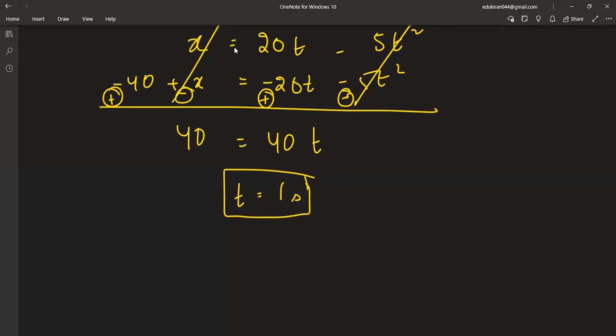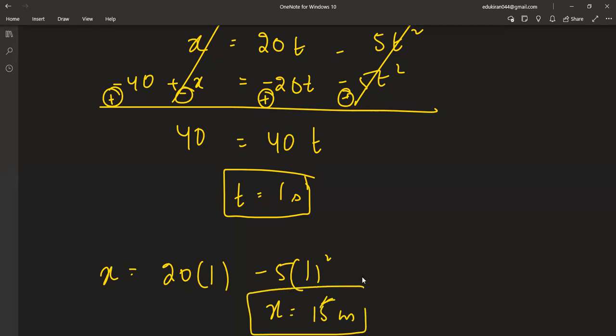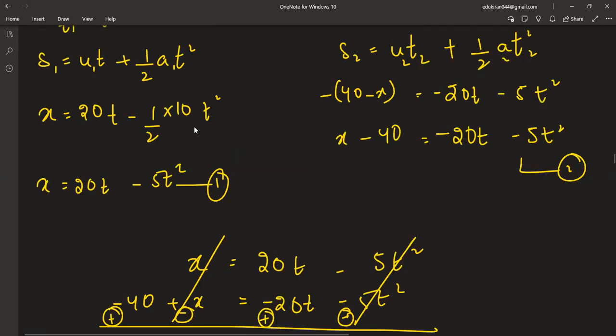Now we know t. Put it in this equation. X is equal to 20 into 1 minus 5 into 1 square. That is, x is equal to 15 meters. Now see, the answer is coming 15 meters, but the exact answer would be something like 15.1. Why? Because in the question it is 9.8, but I have assumed it to be 10 meters per second square.